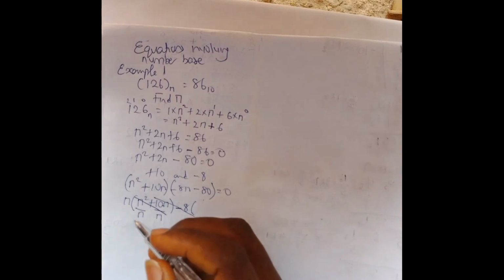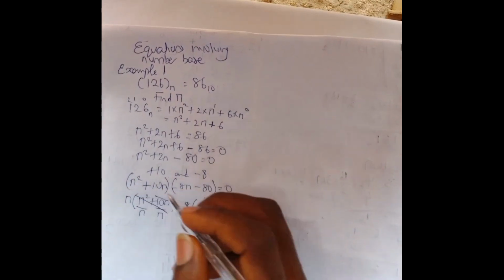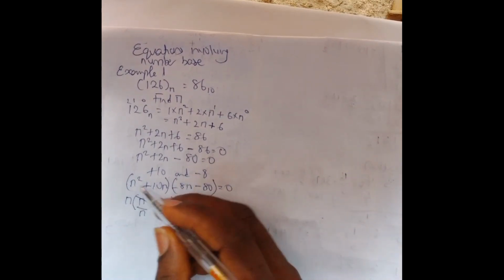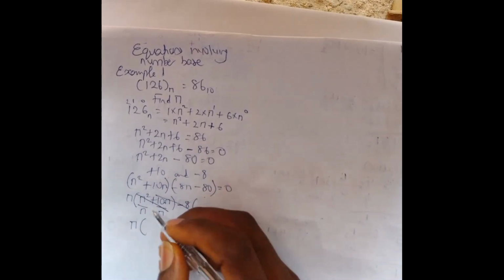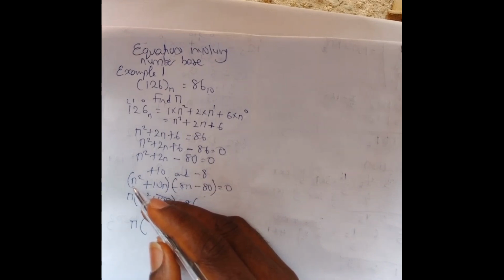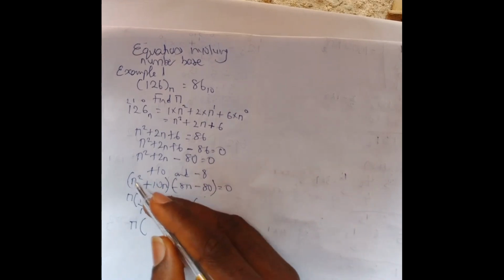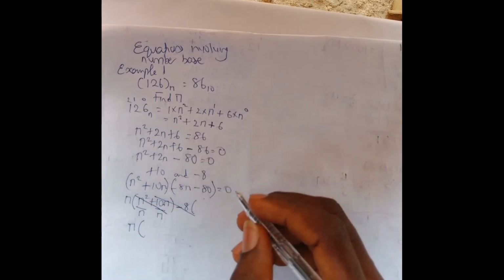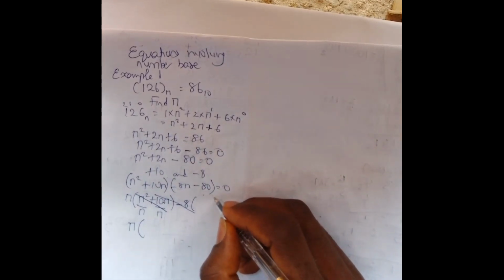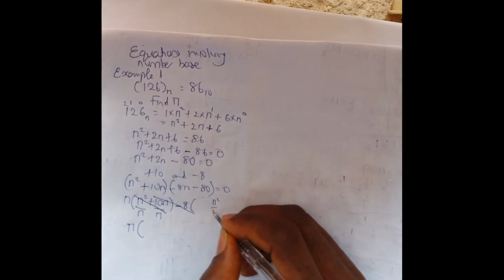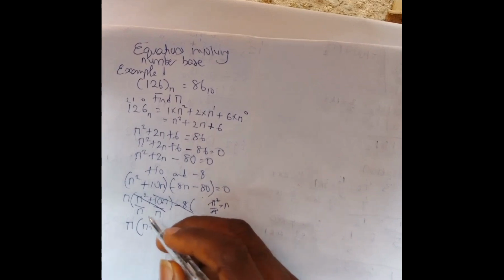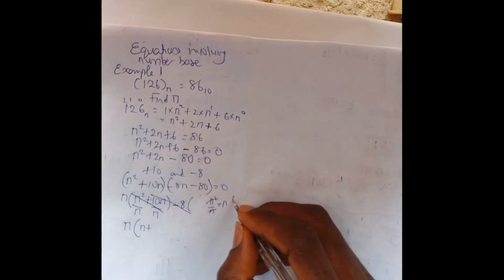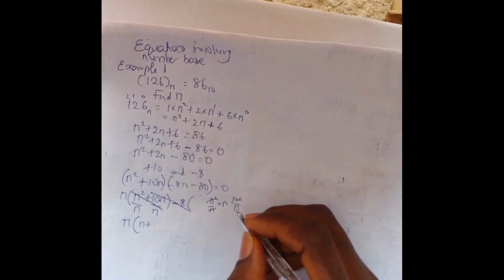Now let's factorize here again. What can divide both of them? N can divide both of them, so we bring n out. Now let's use that n to divide everything inside this bracket. N squared divided by n will give us n. So n plus, 10n divided by n, n will cancel n, we are left with 10.